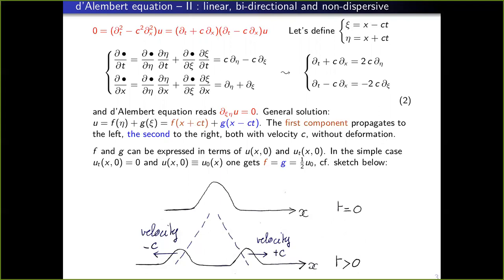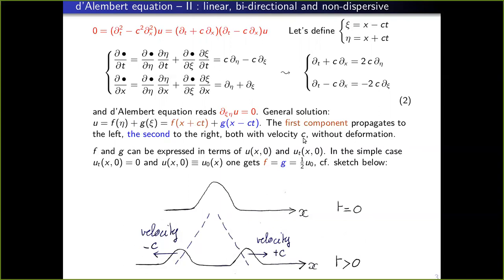Now we want to make it nonlinear, but before making it nonlinear, we will simplify it. So this equation is linear. I didn't insist on that, but of course, if you have a given solution u1 and another solution u2, the sum of it is also a solution. And it's bidirectional. I mean, this has been said already, and it's non-dispersive. It means you have a propagation without deformation.